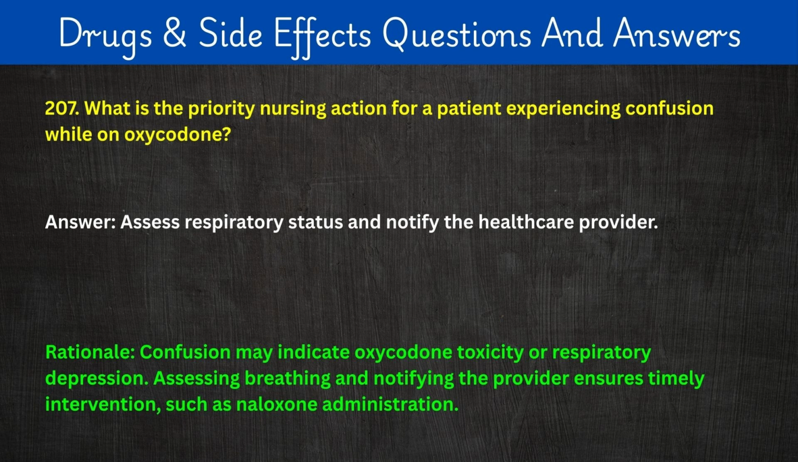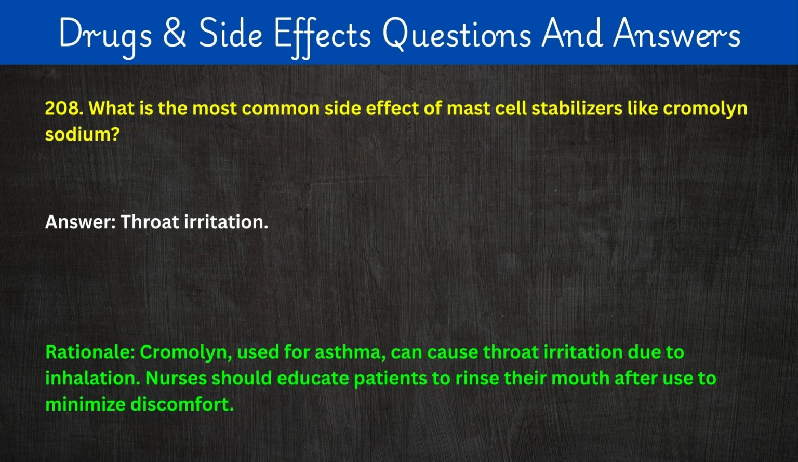207. What is the priority nursing action for a patient experiencing confusion while on oxycodone? Answer: assess respiratory status and notify the healthcare provider. Rationale: confusion may indicate oxycodone toxicity or respiratory depression. Assessing breathing and notifying the provider ensures timely intervention, such as naloxone administration.